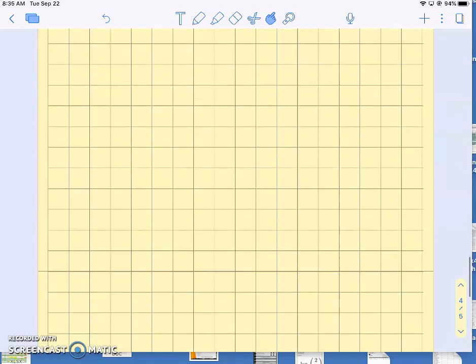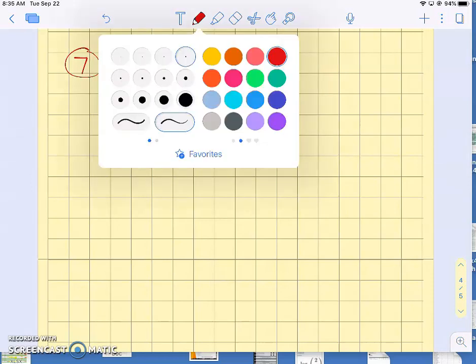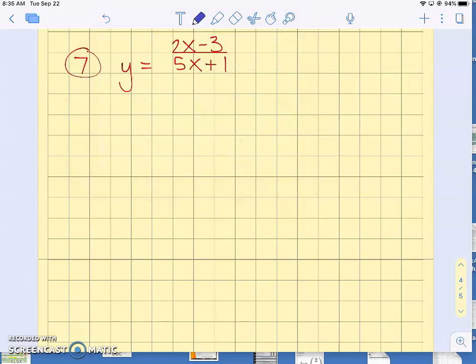And the very last one that we're going to look at, y equals 2x minus 3 divided by 5x plus 1. So by now that first step should be nice and easy. We change the x and y. So x equals 2y minus 3 divided by 5y plus 1. And you'll notice now we have y's on the top and bottom, but start the same way. Let's multiply by our denominator.